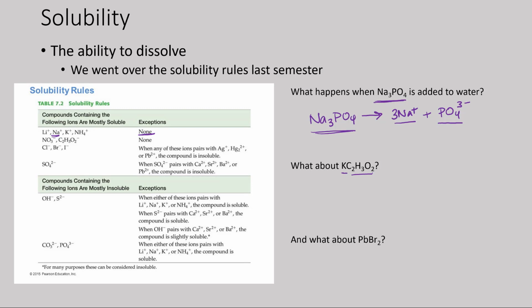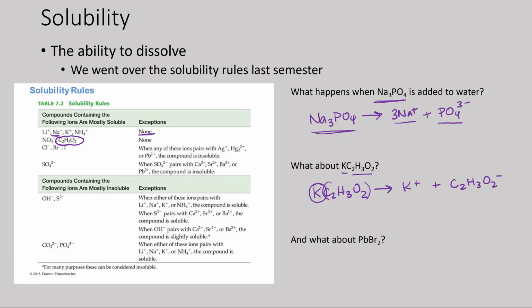Potassium acetate. So acetates are right here. That thing stays together. It doesn't fall apart. So we would have potassium acetate dissociates into potassium ions and acetate ions, and there's one of each because there's one of these for every one of these. And so we'd have that.